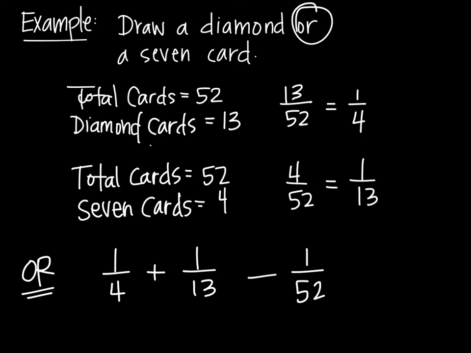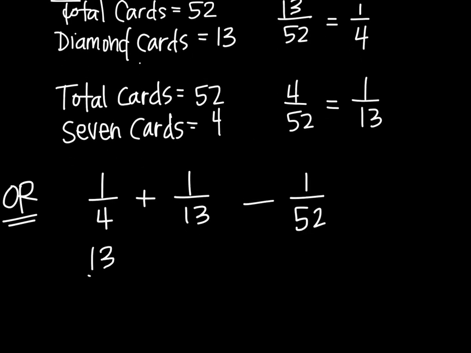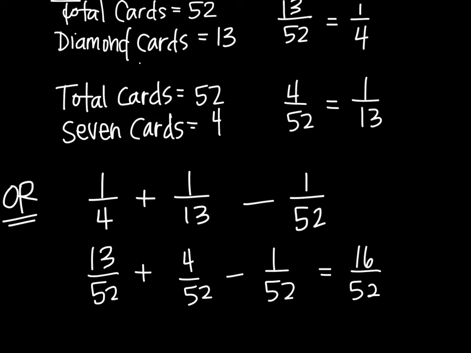So grab out your calculators, use the math fraction option, and go ahead and do 1/4 plus 1/13 minus 1/52, and tell me what you get. You can just leave it as like 13 out of 52. Sure, you could totally just have left it as 13 out of 52 plus 4 out of 52 minus 1 out of 52. That may have even been faster. 13 plus 4 minus 1? 16 out of 52 reduced into 4 out of 13. So you have a 4 out of 13 chance of selecting either a diamond card or a 7 card.